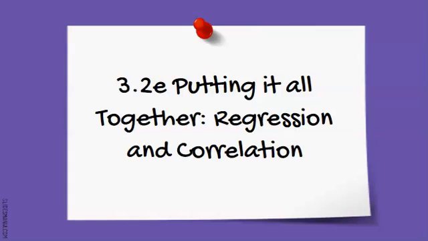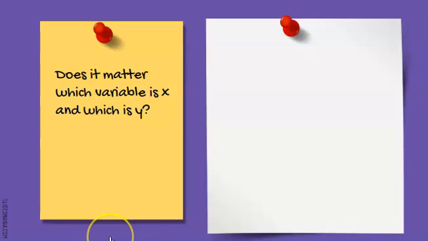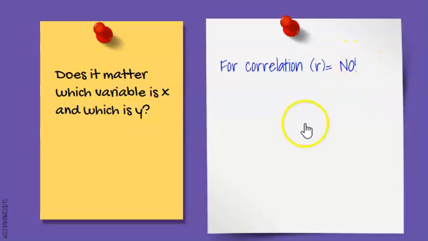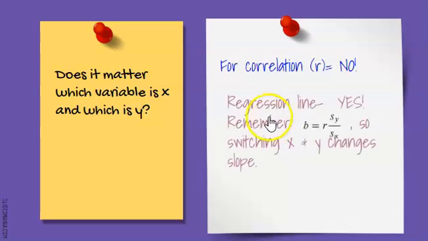All right, very last section of chapter 3. We're going to put it all together, regression and correlation. Does it matter which variable is x and which one is y? Well, for correlation, no, it doesn't matter. You're going to end up with the same r value if you switched x and y. Not a problem. However, for a regression line, it does matter.